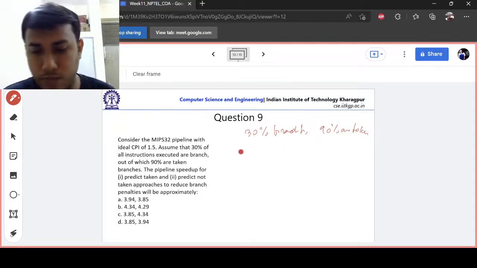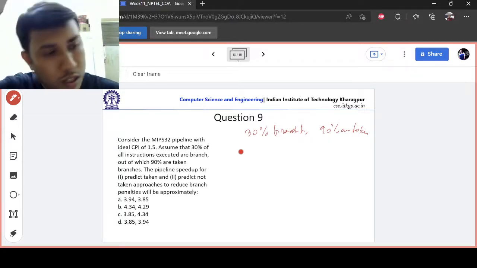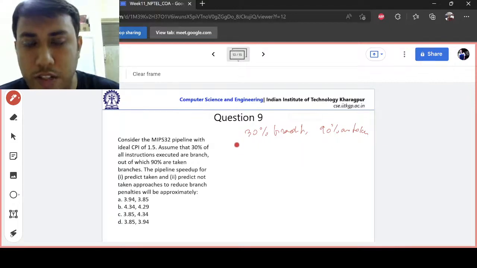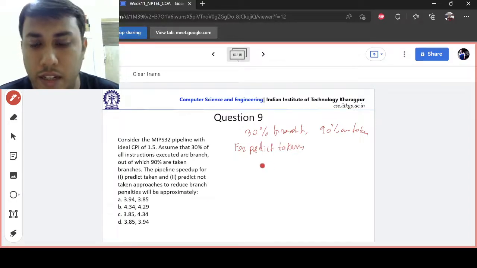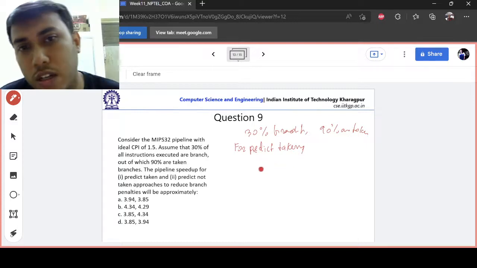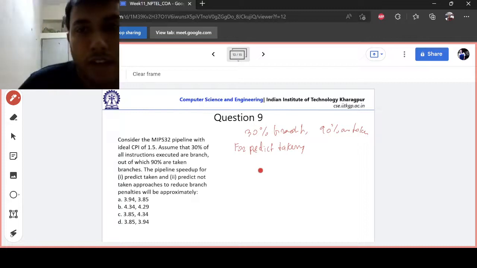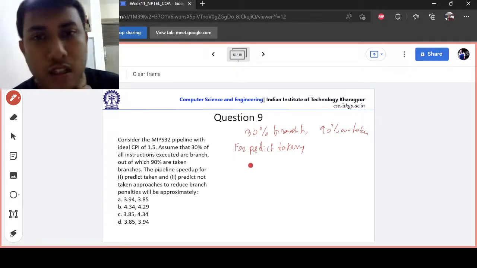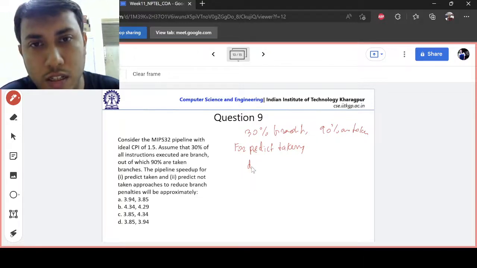So the pipeline speedup, let's consider for predict taken. The branch penalty in both cases, whether predict taken or not taken, is basically 1. That is the minimum penalty that will always be taken.